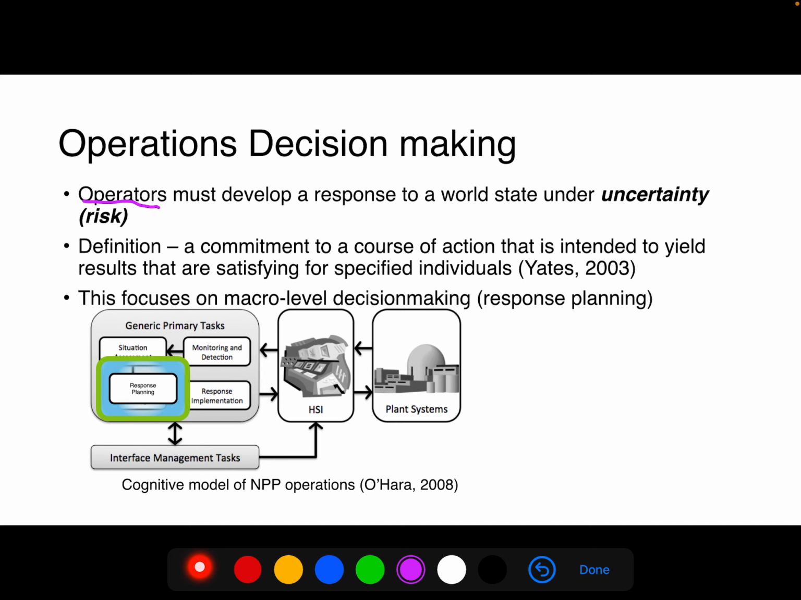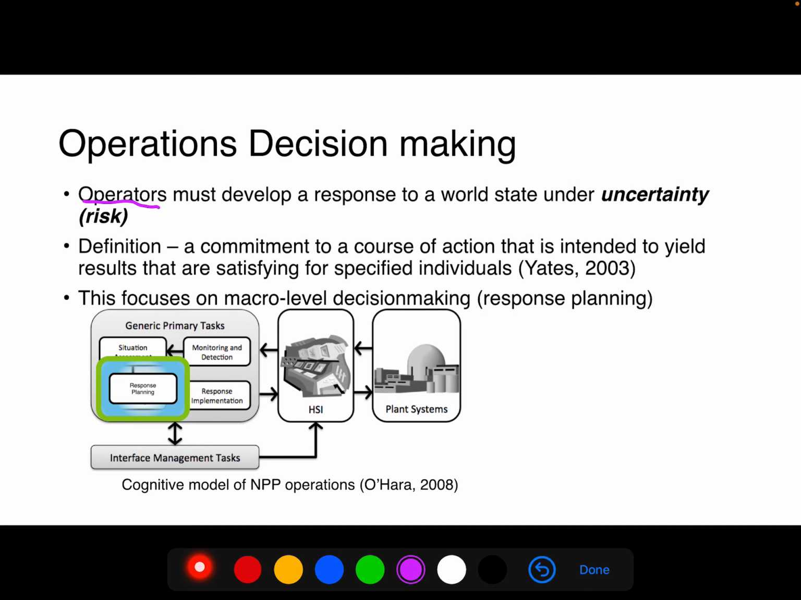So the definition here: a commitment to a course of action that is intended to yield results that are satisfying for specified individuals. We could also call this a commitment to a course of action intended to bring about a goal, to modify the world state in some way, and then obviously you can specify that to, a commitment to drive to the grocery store.